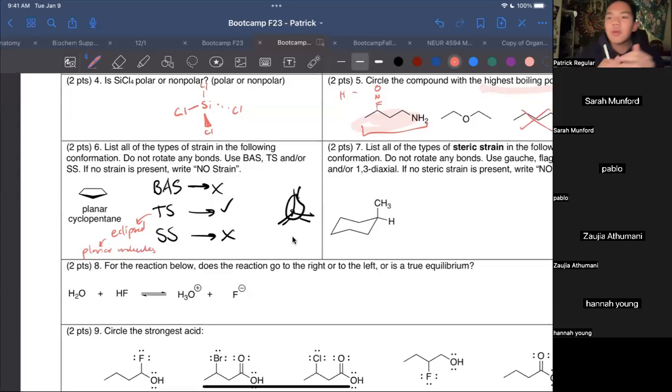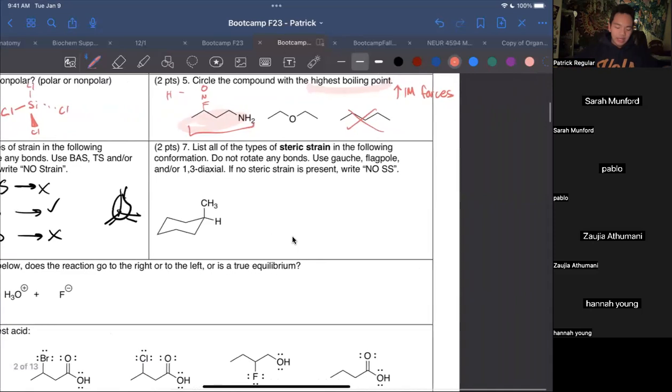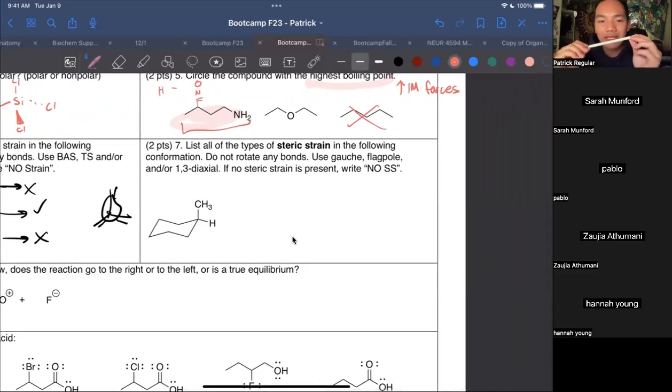Now maybe think, well, that's pretty broad. If bond angle strain doesn't exist for planar cyclopentane or chair conformation cyclohexane, torsional strain is for everything planar, and steric strain is pretty tough to beat. What kind of molecule doesn't have any of these? The answer would be a chair conformation cyclohexane. Chair conformation cyclohexane does not have any methyl groups, and it's in a chair conformation, which answers the bond angle strain. Now, question 7 asks you to list all types of steric strain in the following conformation.